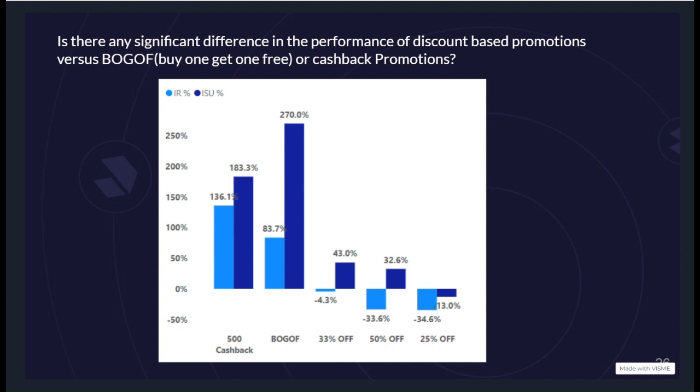Here, you can see in the report that 500 cashback and BOGO are the best performers in terms of incremental revenue percentage and ISU percentage. And these three are the worst performers. The 25% off is the very worst performer in terms of both.